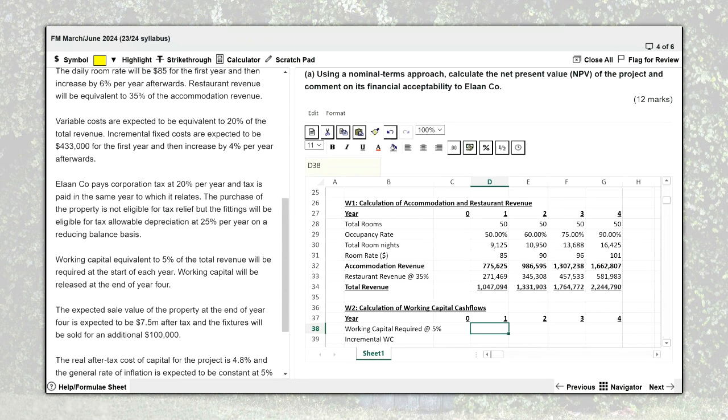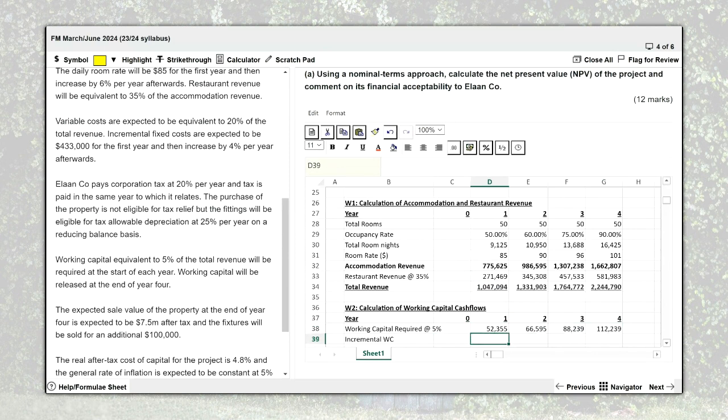With regards to the second working note about the working capital cash flows, which was 5%, the candidates took 5% of the accommodation revenue across all the 4 years. Now, this is a wrong approach. It is very clearly specified in this scenario that it was supposed to be 5% of the total revenue, not the accommodation. That is accommodation plus restaurant giving us the total revenue. 5% was supposed to be the working capital requirement.